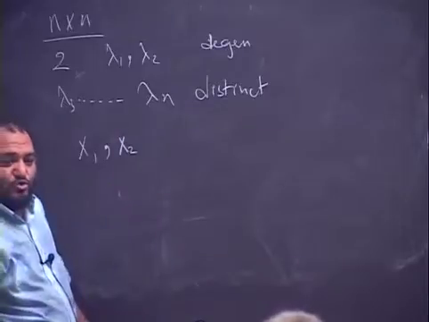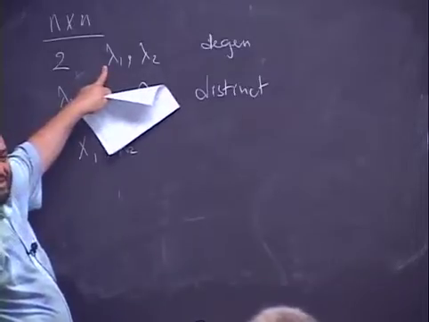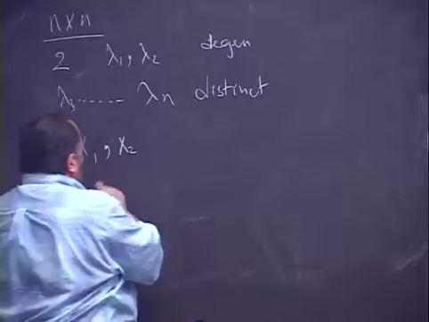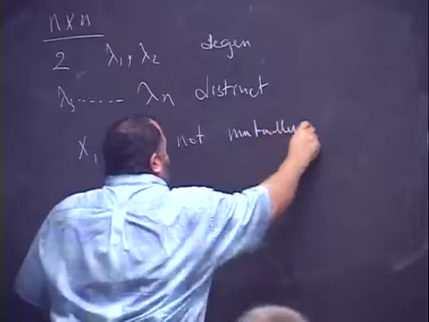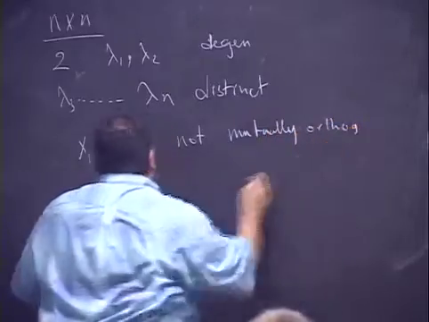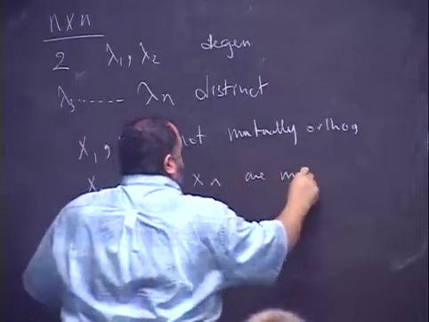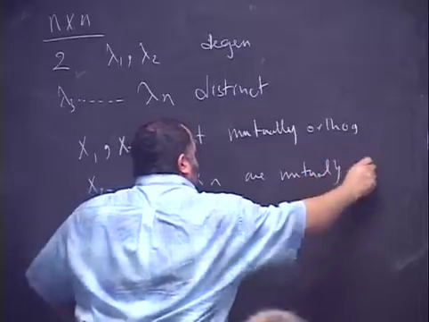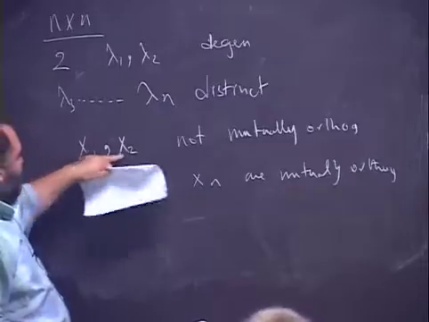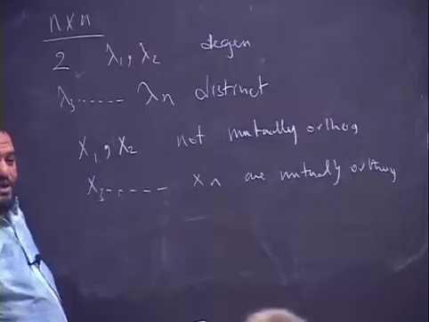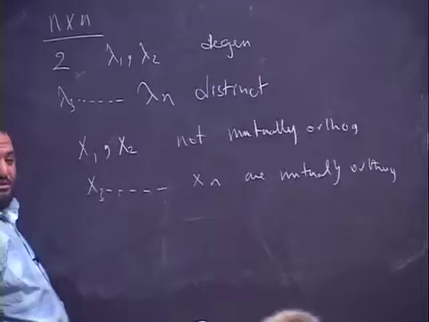Are they mutually orthogonal or not? No, because the eigenvalues are equal. But x3 up to xn are mutually orthogonal. Now, x1 and x2 are not mutually orthogonal, so how do we form a new set of vectors that are mutually orthogonal? This is what the Gram-Schmidt method will tell us.